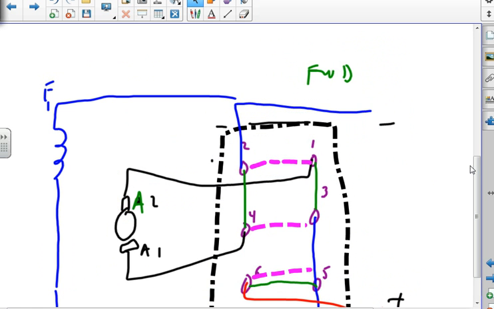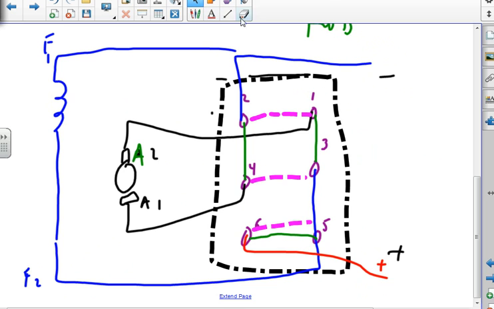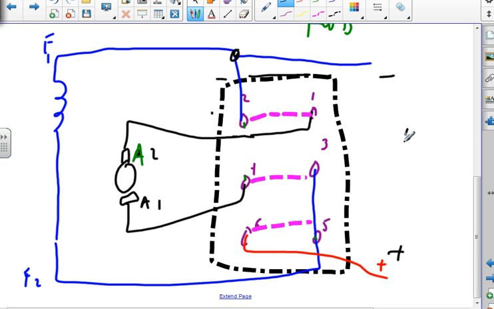Paste. And I'm gonna erase the green wire. Erase the green wire. Erase the green wire. Okay, so I have F1 connected to A2, and I have negative connected to F2 and A1, and so this is going to be my reverse shunt.